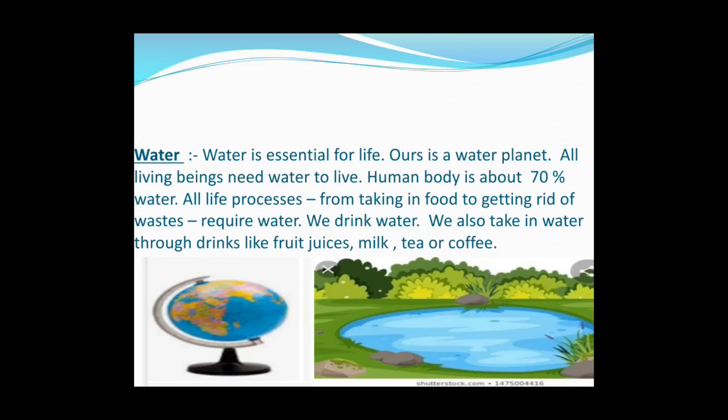Water. Water is essential for life. Essential means necessary. Children, without water, life is not possible. Earth is a water planet. Why? Because almost three-fourths of our Earth's surface is covered with water and one-fourth is land. All living beings need water to live.